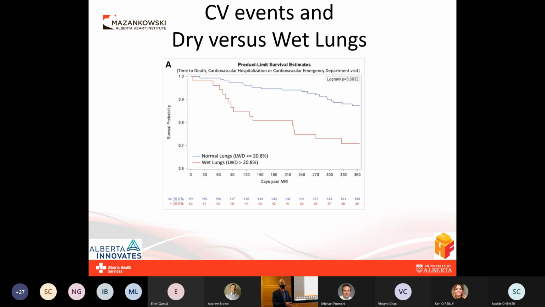So after this study, Dr. Thompson and I applied and got funding from CIHR, and we're now evaluating changes in lung water in patients admitted with acute heart failure, seeing how much the treatments that we give patients make an impact on lung water, and seeing if the change in lung water also predicts subsequent outcomes. So that's something we're evaluating right now.